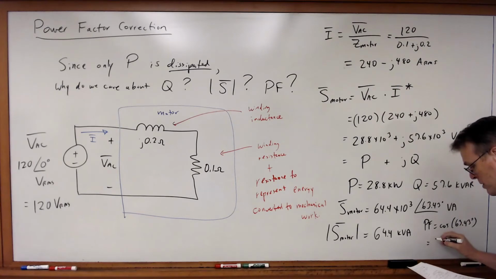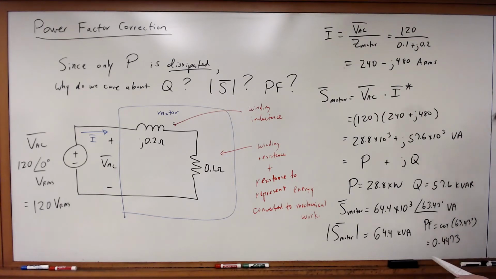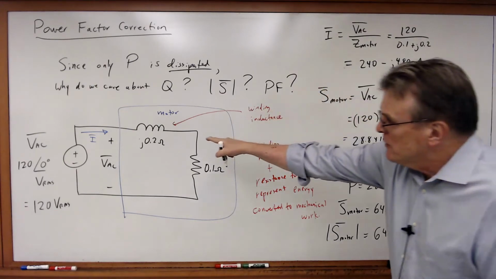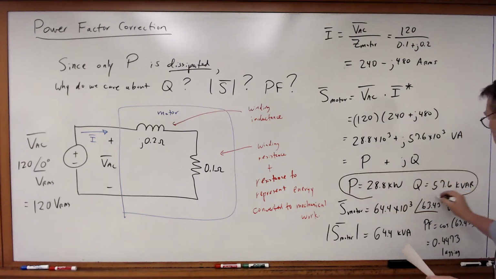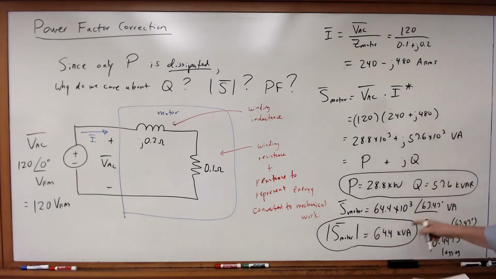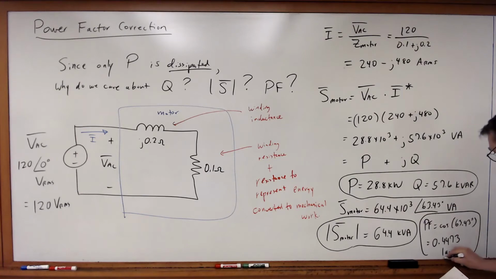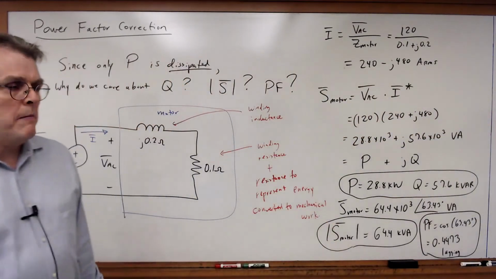And that will be equal to 0.4473. And because this is an inductor with a positive vars, this is going to be lagging. And so here we have all the numbers: real power, reactive power, apparent power, and power factor. Okay, so I've calculated all the numbers.